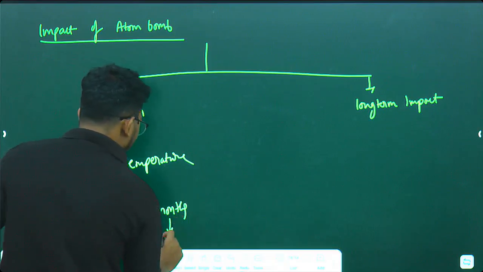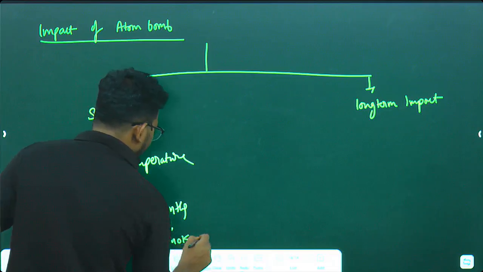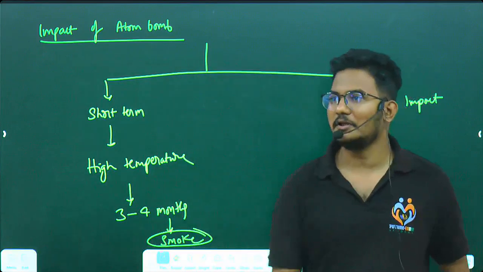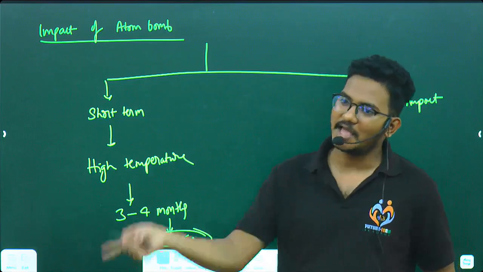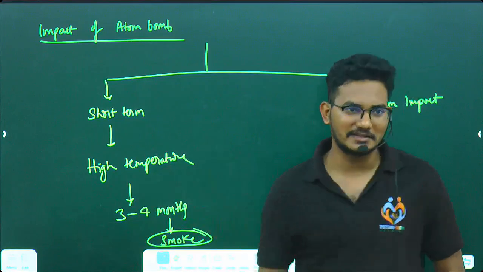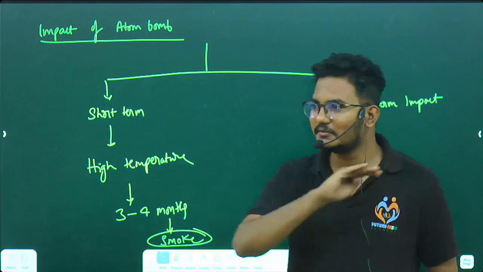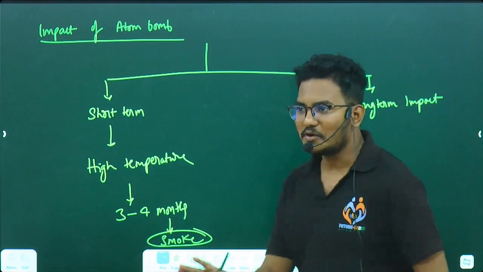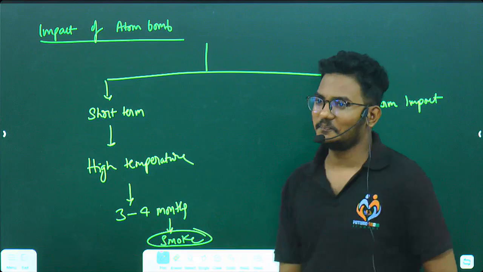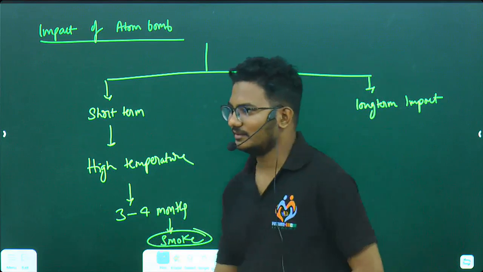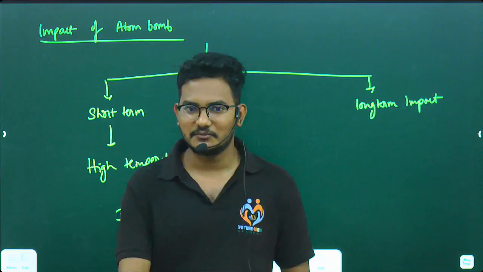Obviously everything will burn, and what will be there? Smoke. I've told you even ash will not be there, because the ash will burn again and convert into ash again. At a point of time even the ash will not be there. What will be there? Smoke. So this is the process. Imagine Hiroshima and Nagasaki, 1000 degrees celsius for 3 to 4 months.